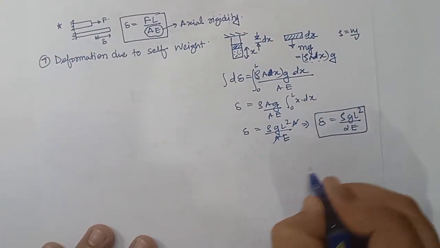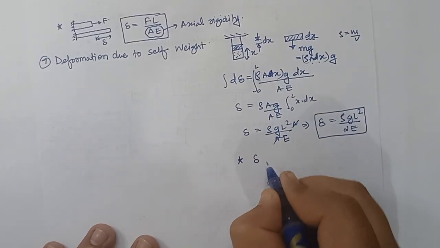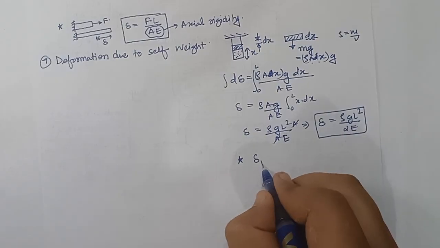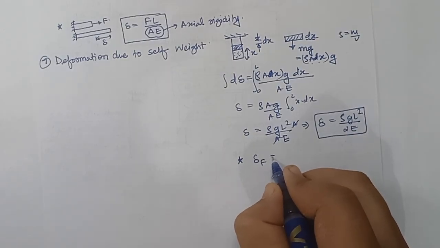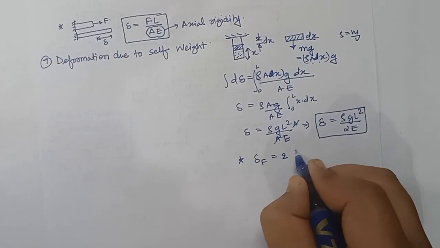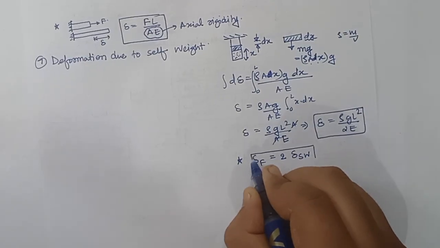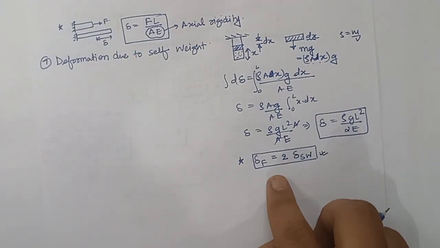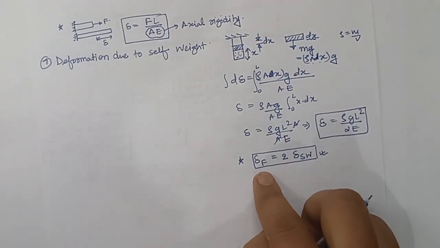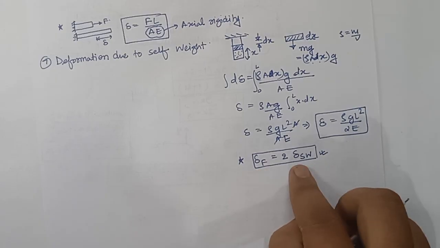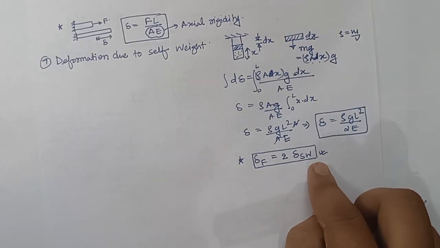And you can remember one more thing here, deformation due to force will be twice the deformation due to self weight. I'm not going into the derivation part, just remember it, right? So due to force, the deformation is equal to 2 times deformation due to self weight.